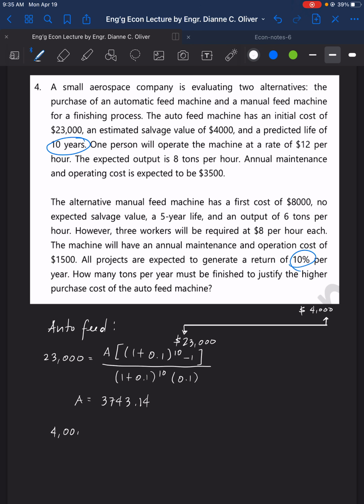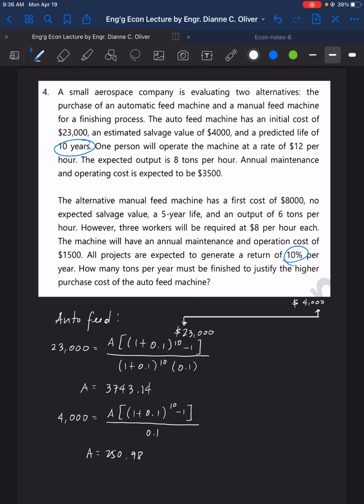The other one, the 4,000 salvage value. So 4,000 is a future worth. Let's compute the annuity. So 1 plus 0.1 raised to 10 minus 1, and then the denominator here for future worth is 0.1. So annual worth is $250.98. Okay, so we're done with the first cost and the salvage value.